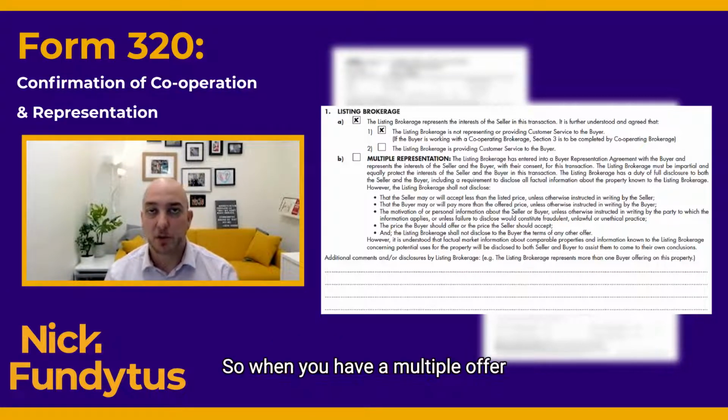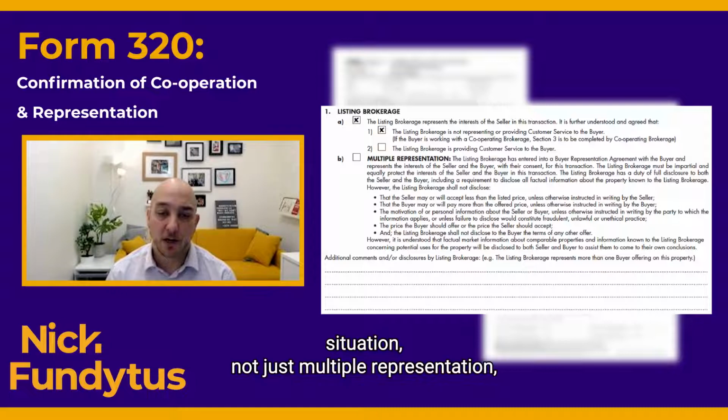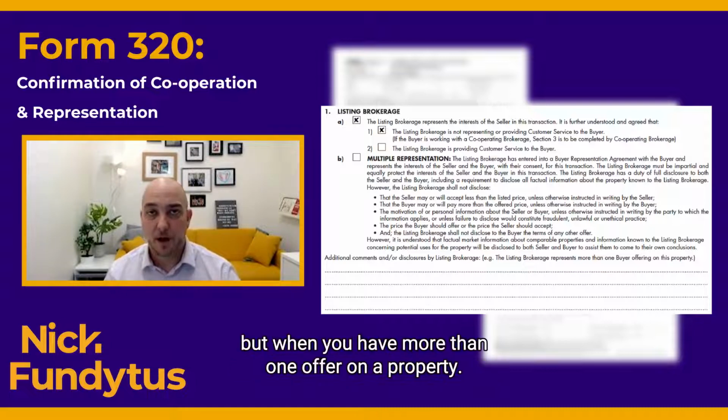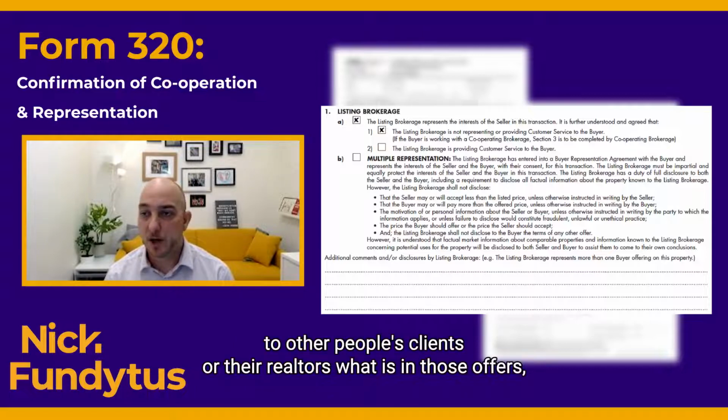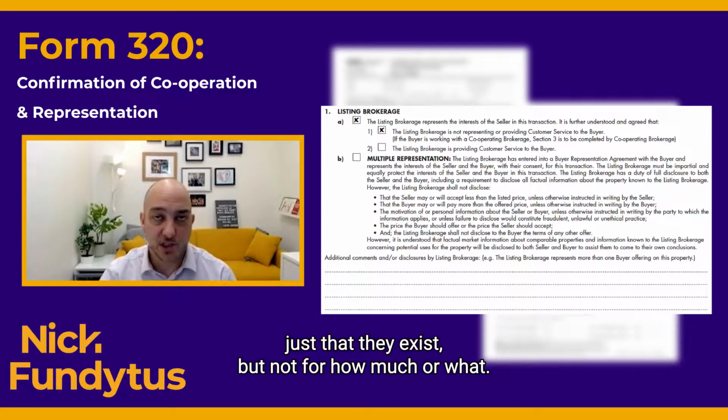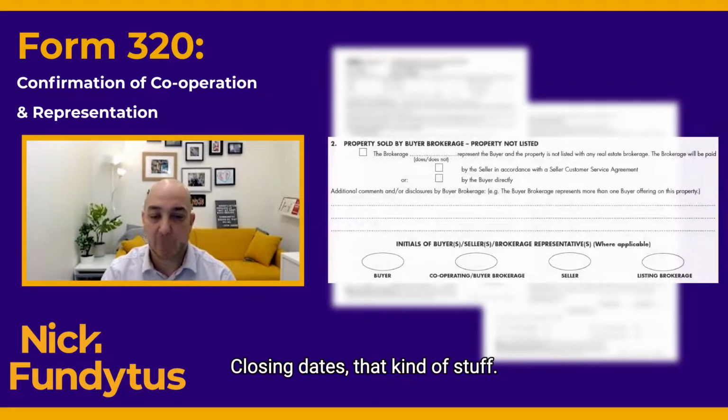So when you have a multiple offer situation, not just multiple representation, but when you have more than one offer on a property, no parties are allowed to disclose to other people's clients, or their realtors, what is in those offers. Just that they exist, but not for how much or what closing dates, that kind of stuff.